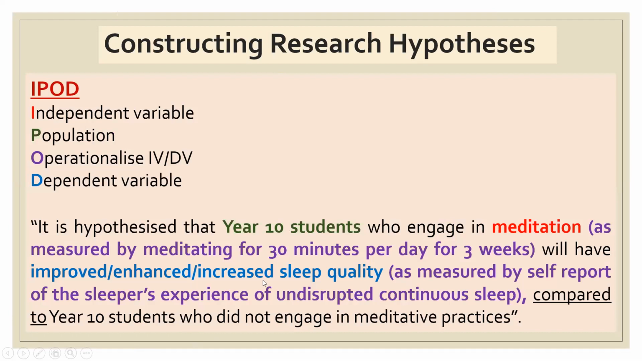This is an example of a hypothesis. The green one is the population. The red one is the simple IV. The simple DV is your blue. Your operationalizing of the variables is in the purple in the brackets. I put them in brackets, but you don't have to if you don't want to. And then the underlined part, compared to, is our control group. As long as we follow that formula, with the control group at the end, there's really no way you can get the answer wrong or not write a proper hypothesis.